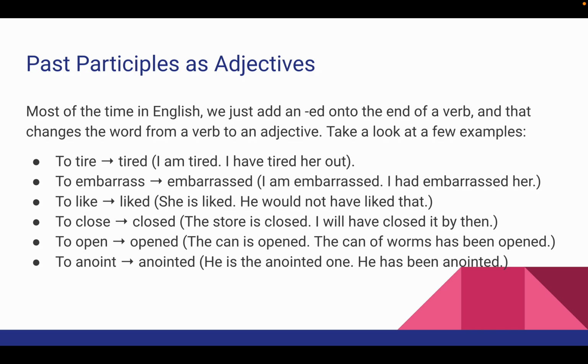So let's take a look at a few examples. The verb to tire becomes tired. I am tired. I have tired her out. To embarrass, right? You'll notice this is the adjective form, I am tired. Tired is describing me, or I have tired her out. Have tired, that's the perfect tense, present perfect tense. So these past participles are used both as adjectives and in the form of perfect tenses. So to embarrass becomes embarrassed. I am embarrassed. I had embarrassed her.